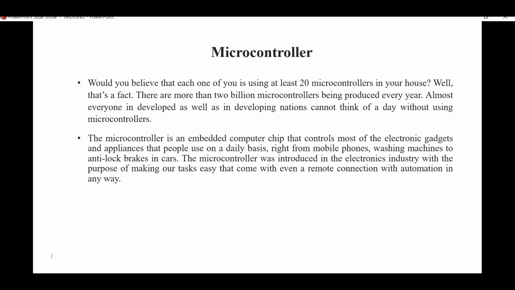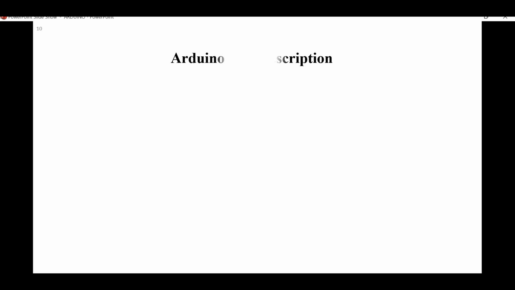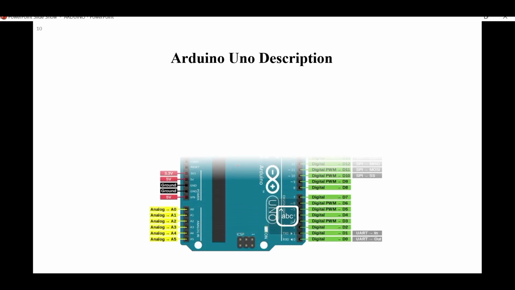You saw in the previous video what a microcontroller is and how it can be used in our daily life. Everything is shown in the previous video, with all the microcontroller details. The microcontroller is inbuilt in the Arduino Uno board. We'll see the Arduino Uno description, the definition and things.